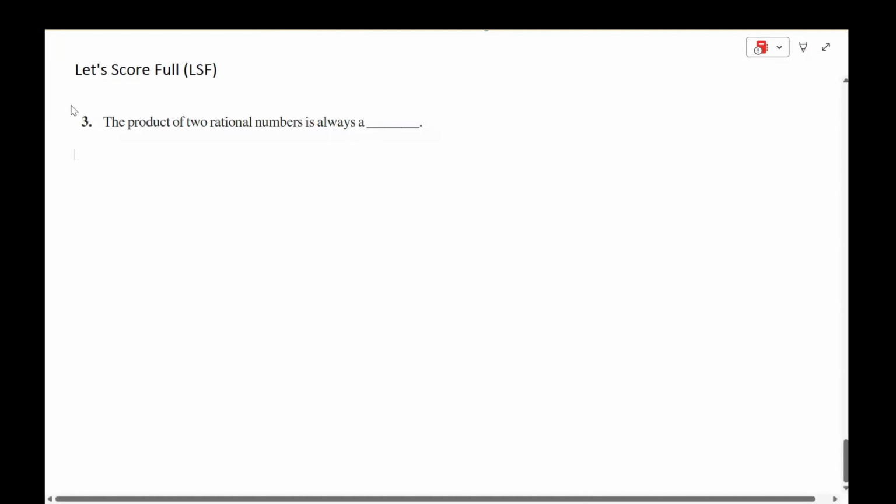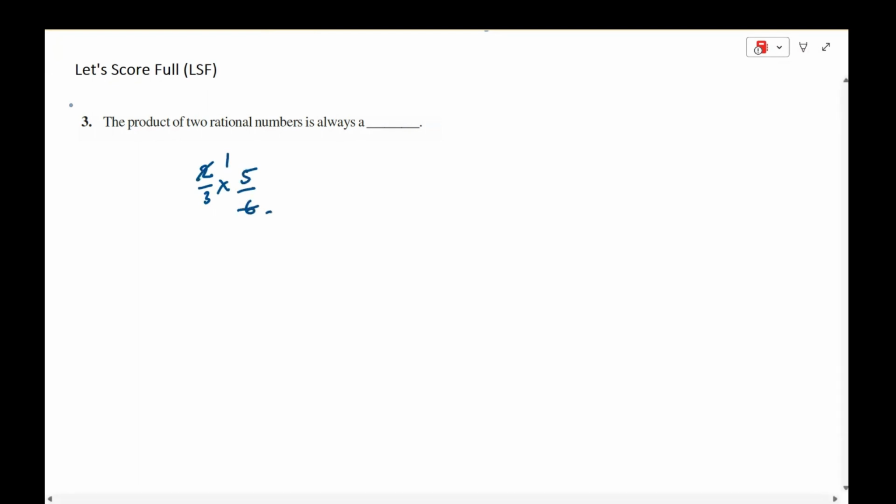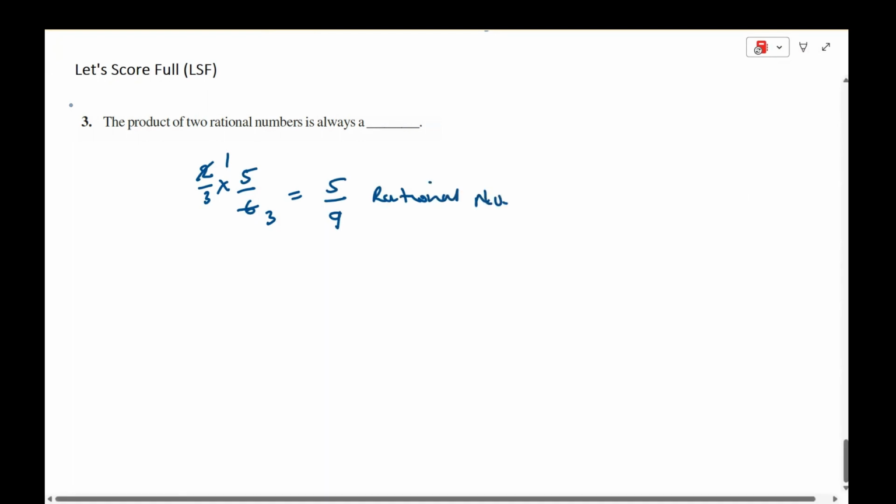The third question says, the product of two rational numbers is always a, you can try, take any two rational numbers, 2 by 3 and suppose 5 by 6. So you can do the cutting or whatever. After solving it, what are you getting? 5 by 9, which is a rational number, correct?